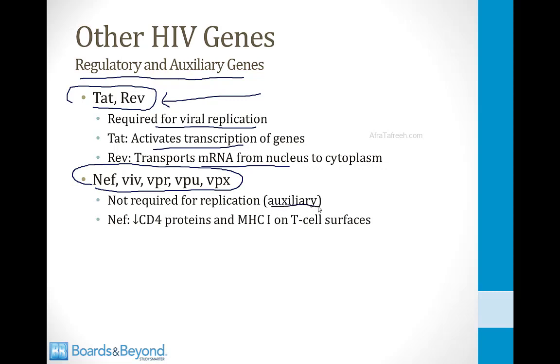That's why they're called auxiliary genes. The function of each of these is still being studied and not completely understood. One of them is NEF, and it's responsible for decreasing CD4 proteins and MHC1 on T cell surfaces. The actions of these other ones are not completely worked out yet.